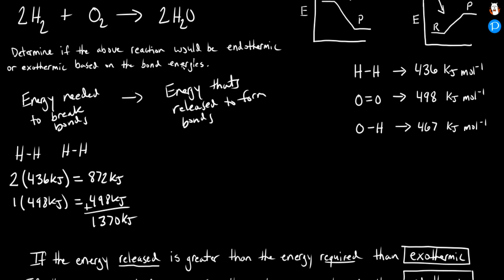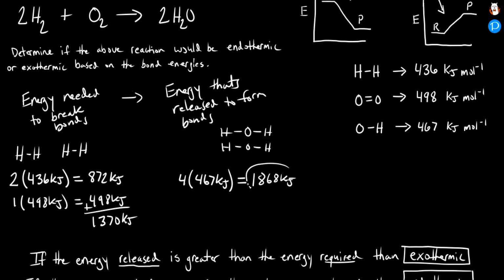Okay, now we're going to look at the other side. We have 2 H2O molecules. So for this, 2 of these molecules, in other words, I have 4, 1, 2, 3, 4 of these OH bonds, right? So I'm going to go 4 times 467 kilojoules, and for this that's 1,868 kilojoules. So now, this is how much energy is going to be released.